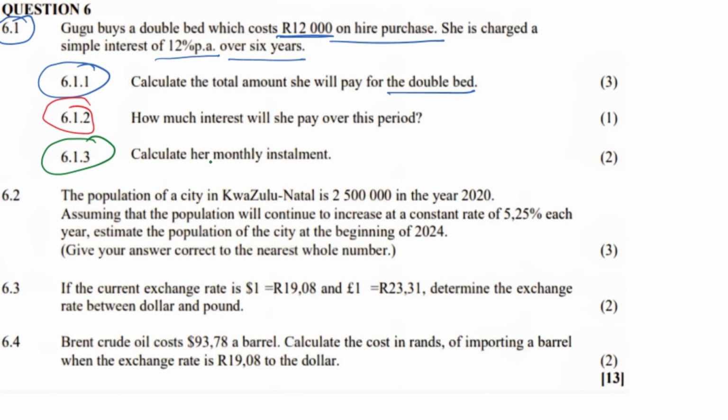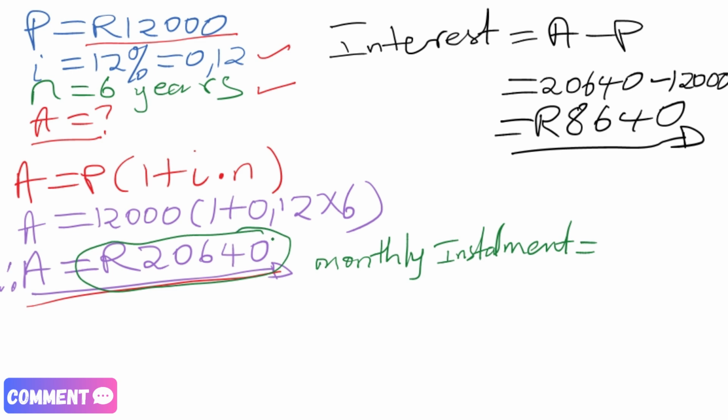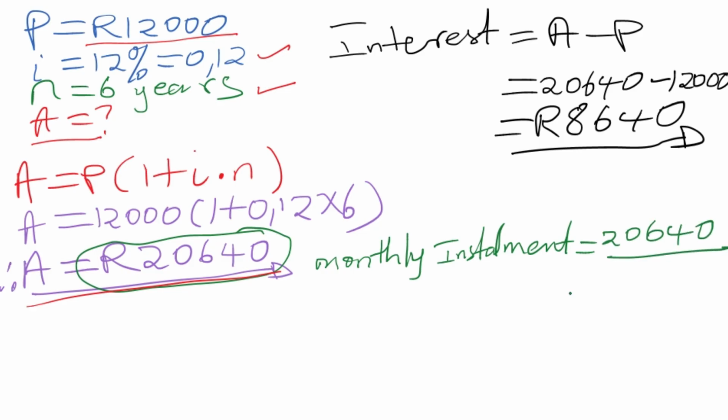6.1.3. Calculate her monthly installment. So we need to find the monthly installment. Now to get the monthly installment, we need to take the value of A. We divide it by the number of months that we have. So what is the value of A? It's this one, which is 20,640. So we write 20,640 divided by the number of months.